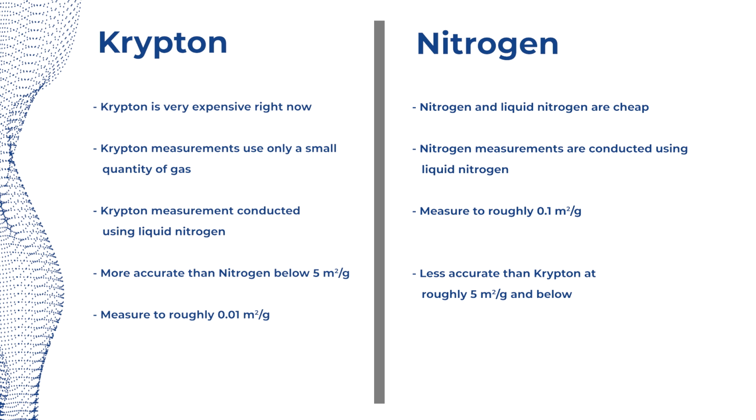Nitrogen, on the other hand, is cheap, as is liquid nitrogen, and you'll conduct the measurement using liquid nitrogen the same as you would for krypton. You can measure down to about 0.1 meters squared per gram using nitrogen. However, you may find that it's a little bit less accurate than krypton below 5 meters squared per gram. And oftentimes you'll need much more sample to collect a nitrogen measurement than krypton.